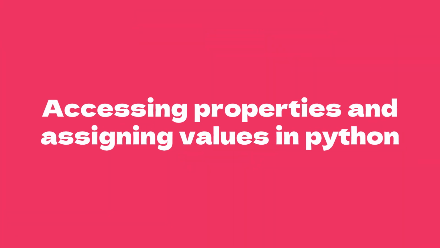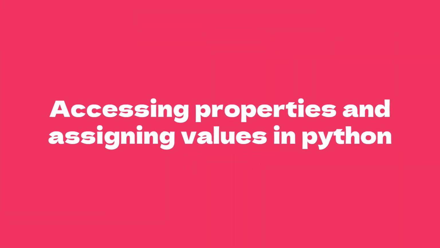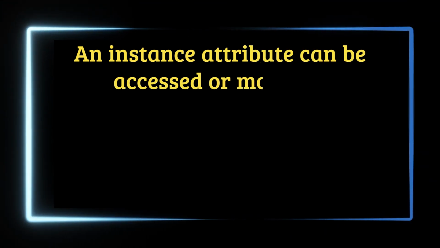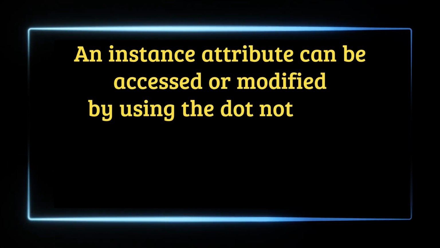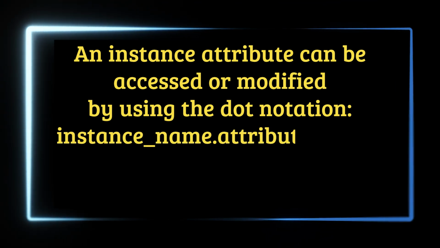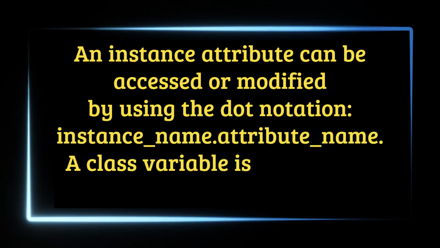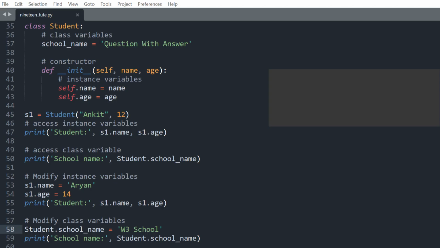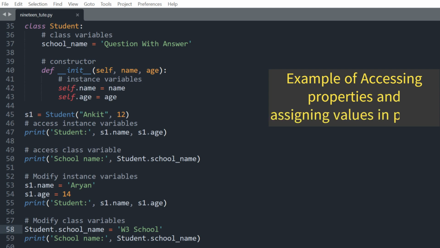Accessing properties and assigning values in Python. An instance attribute can be accessed or modified by using the dot notation: instance_name.attribute_name. A class variable is accessed or modified using the class name. This is an example of accessing properties and assigning values in Python.